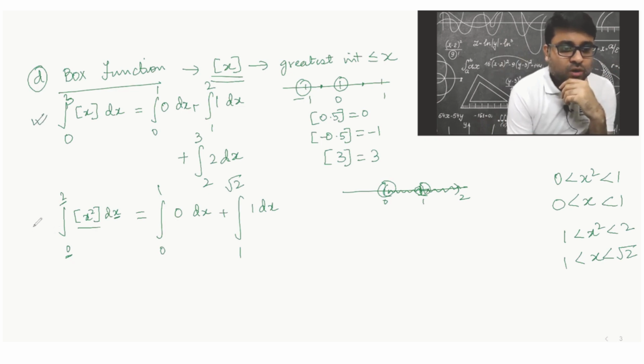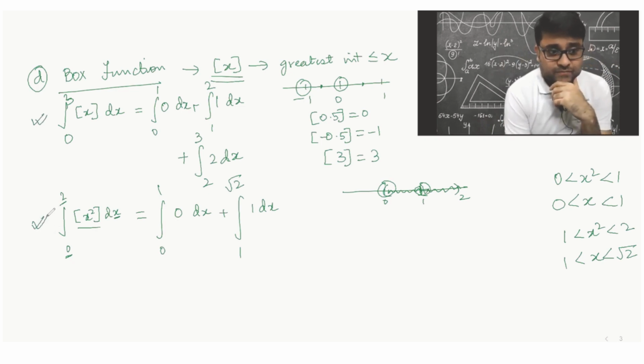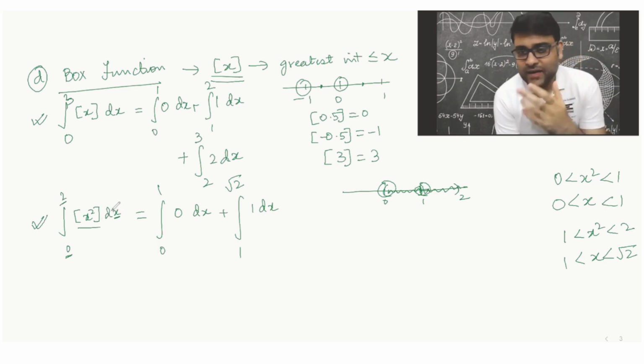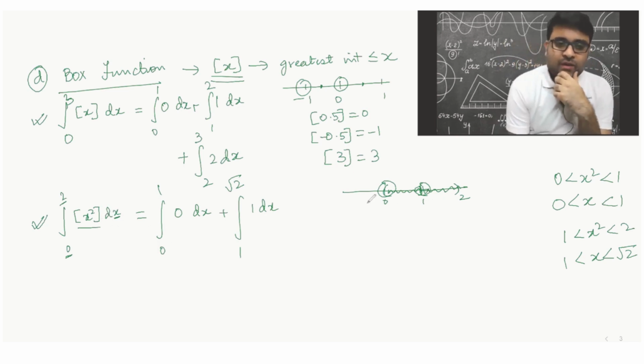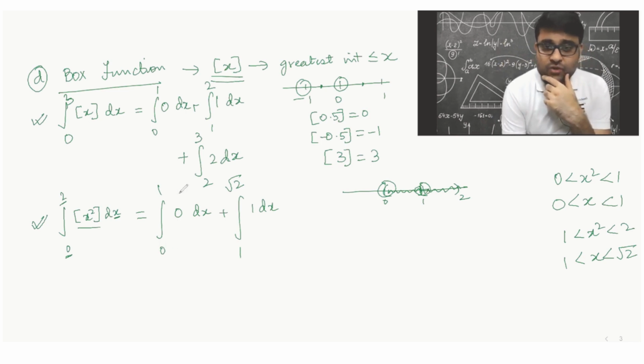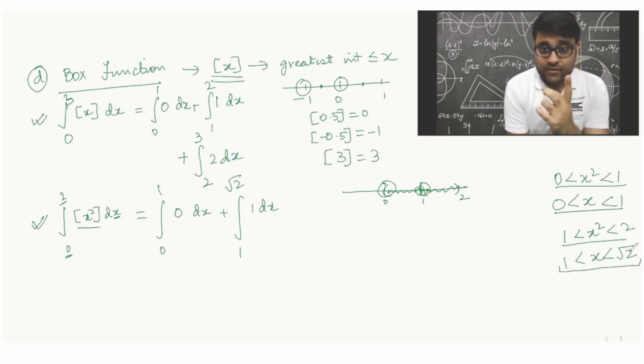This is the more complicated box function, wherein box x square dx, I was able to write it down this way: from 0 to 1, when x is lying between 0 and 1, x square will also lie between 0 and 1, and box x square will take the value 0. X square lying between 1 and 2, box of it will take the value 1, but x will take the value between 1 to root 2. Try and follow this.